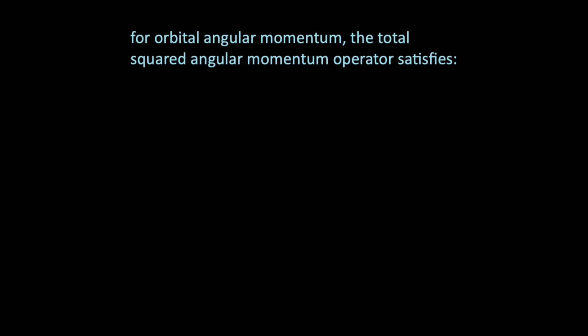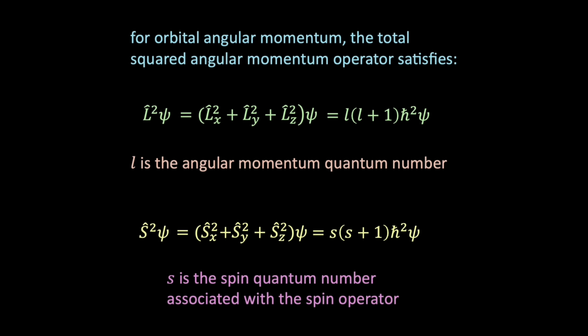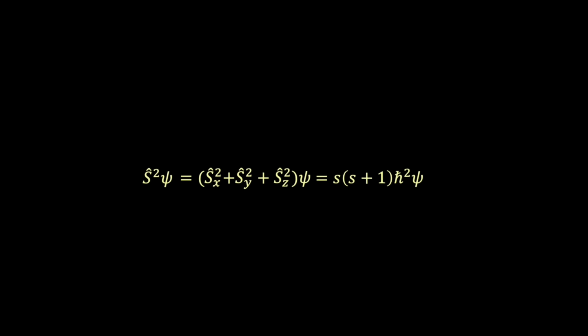We also know from non-relativistic quantum mechanics that for orbital angular momentum, the total squared angular momentum operator satisfies the following relation, where lowercase l is the angular momentum quantum number associated with the orbital angular momentum operator. By analogy, we expect the squared spin operator to satisfy a similar relation, where lowercase s is the spin quantum number associated with the spin operator.